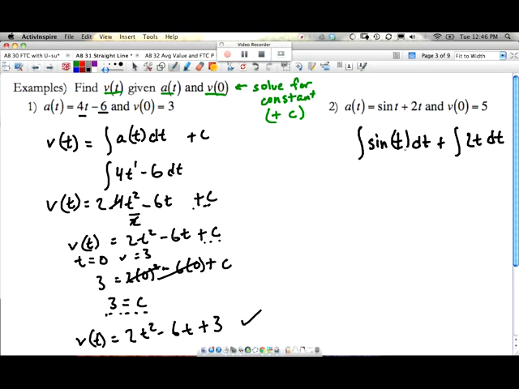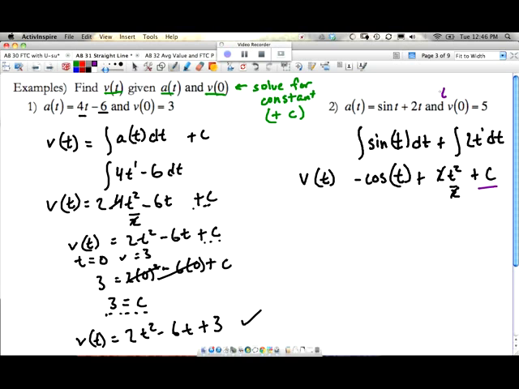Let's see what happens. Antiderivative of sine. Well, the derivative of cosine is negative sine, so that means there's a negative missing. So negative cosine of t, plus this 2t to the first power becomes 2t squared over 2, and the 2 over 2 is really just 1, plus c. So this is my v of t. So what's the problem? I have this c over here that I got to somehow solve for.